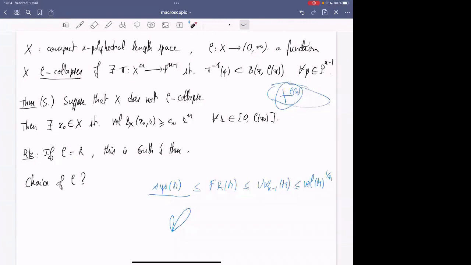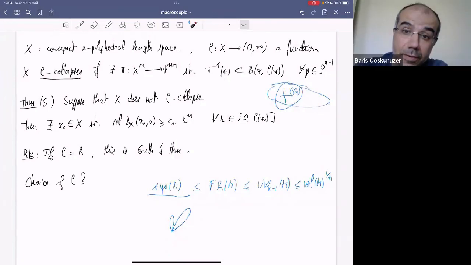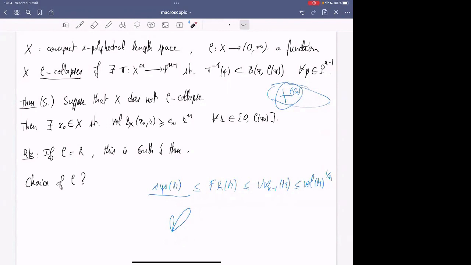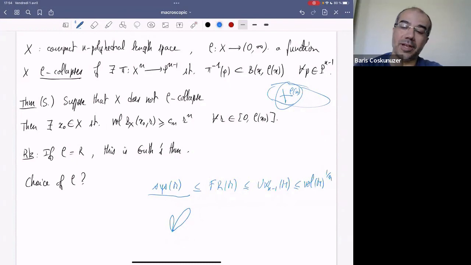I forgot to mention, with Nabutovsky and Rotman, actually, we have a lower bound on the filling radius in terms of sweep-outs. So that's another lower bound, and actually we show that the filling radius is roughly given by the sweep-out. Yeah. What's that? Sweep-out.